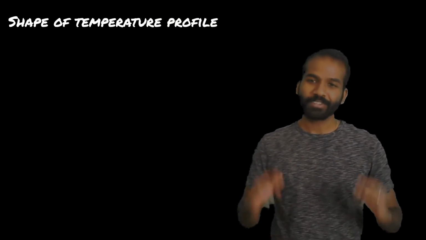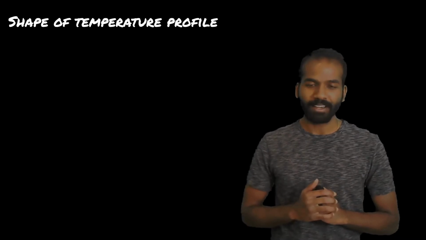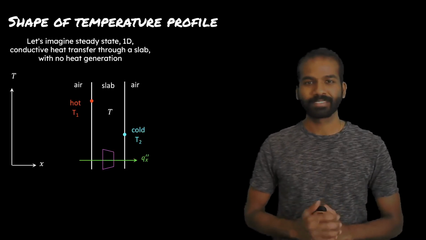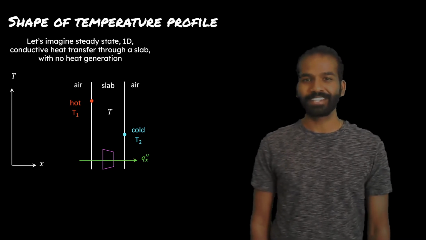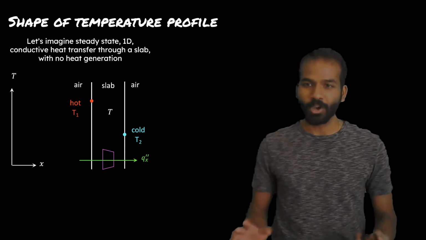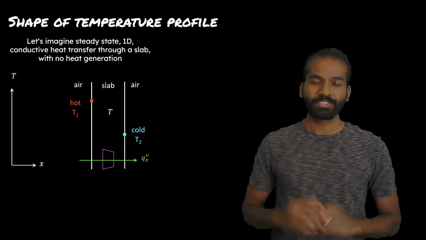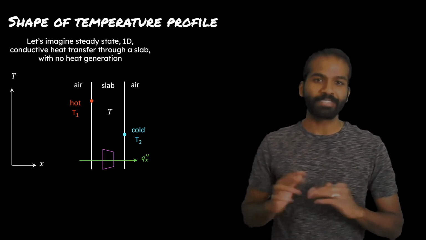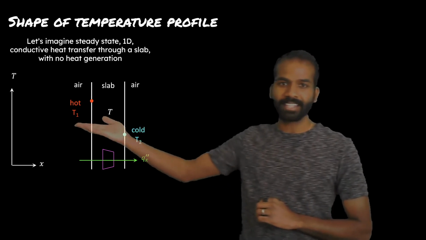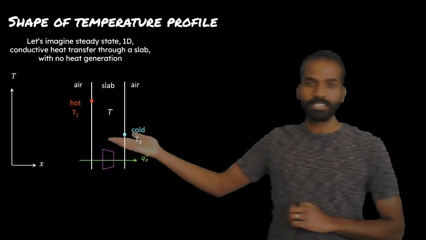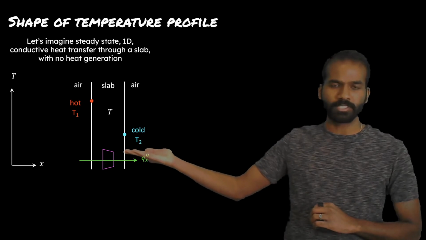Now that we know the mathematical form of Fourier's law, let's figure out what this means about the shape of the temperature profile. Let's imagine that we have steady state, one-dimensional conductive heat transfer through a slab with no heat generation. This simply means that the slab itself is not generating heat. It is just acting to move heat from the hot side, held at a temperature T1, to the cold side, held at a temperature T2.